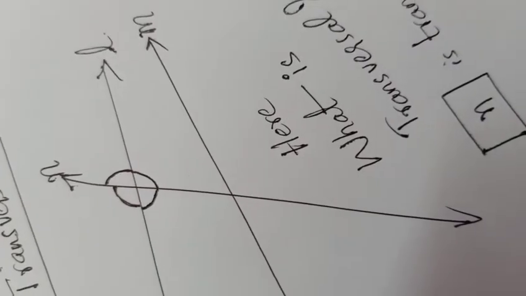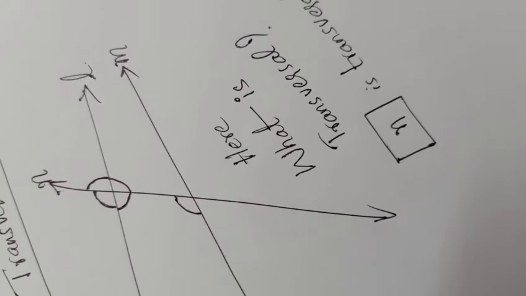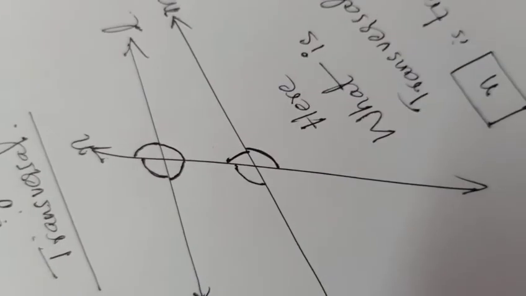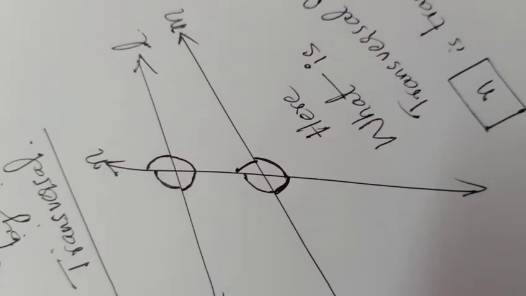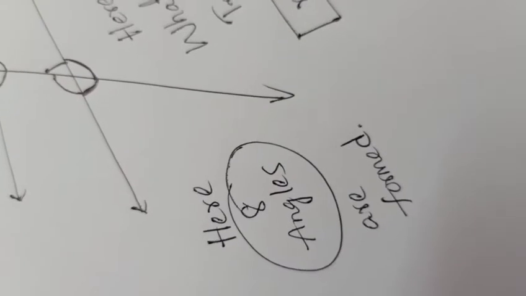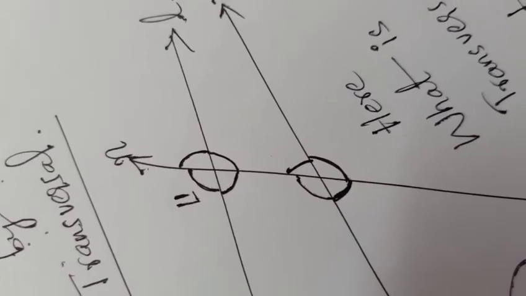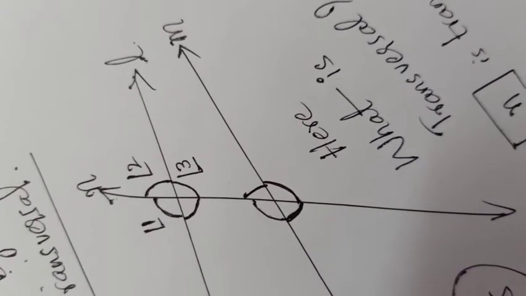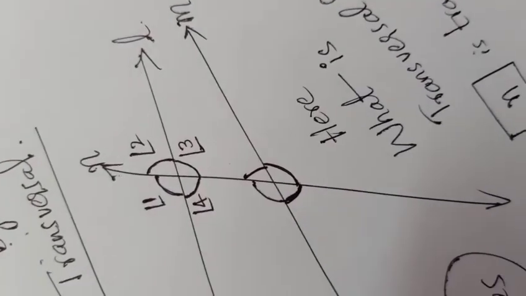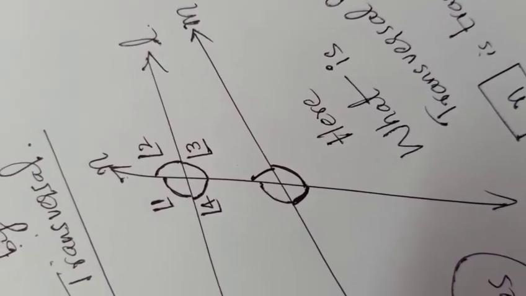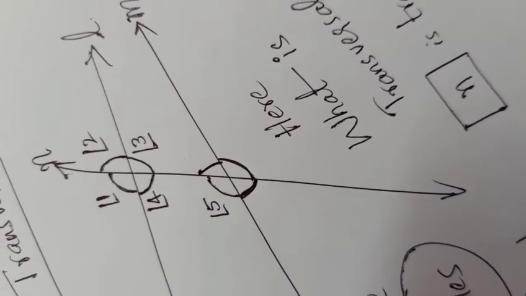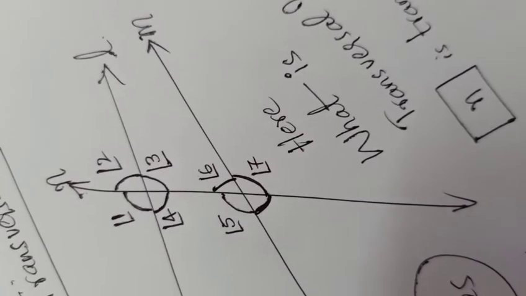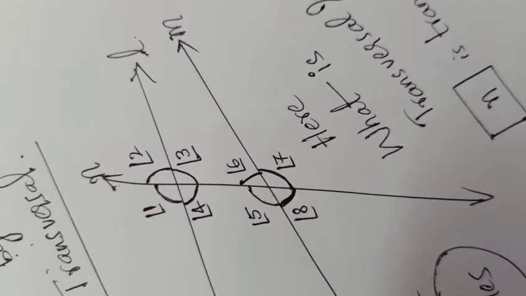On the first line, four different angles are formed, and with the second line also four different angles. So, totally 8 angles are formed. If I name those angles as angle 1, angle 2, angle 3, angle 4, angle 5, angle 6, angle 7, angle 8, like that, here 8 angles are formed.